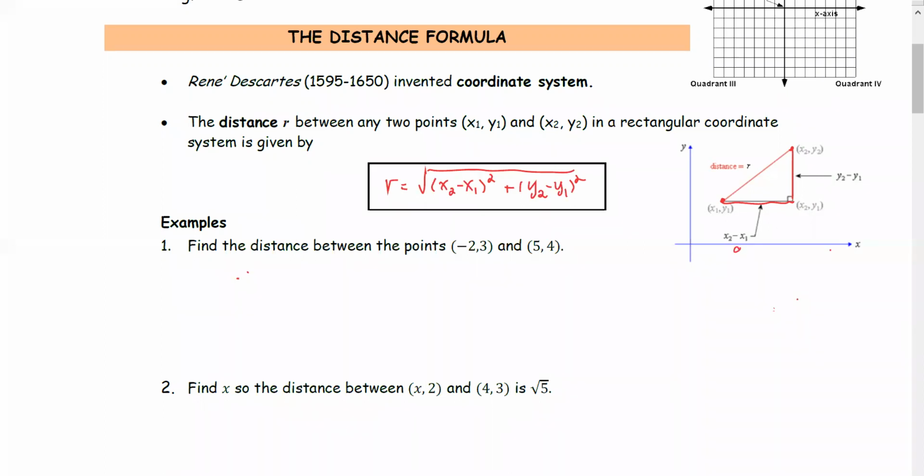This is named A. The vertical distance is y2 minus y1. This is named B. Following the Pythagorean theorem for the right triangle, A squared plus B squared equals C squared. A is the quantity x2 minus x1 squared. B is y2 minus y1 squared. And C is r, so C squared is r squared. To solve for r, take the square root of both sides of the equation.